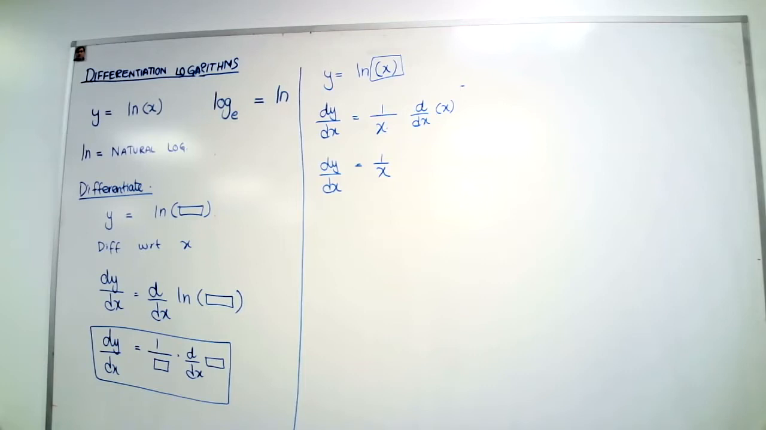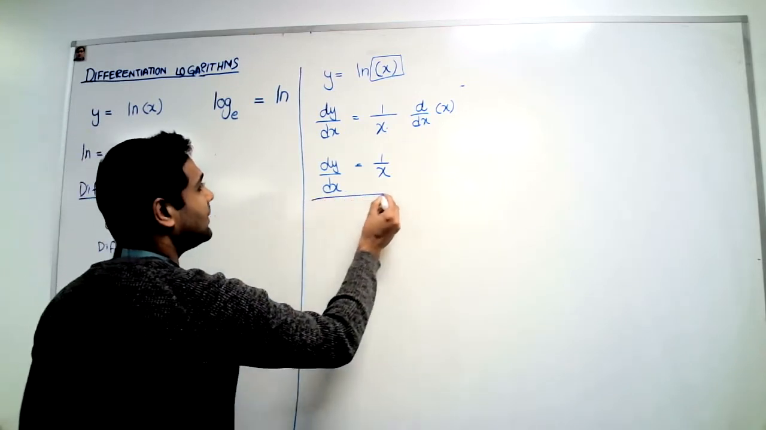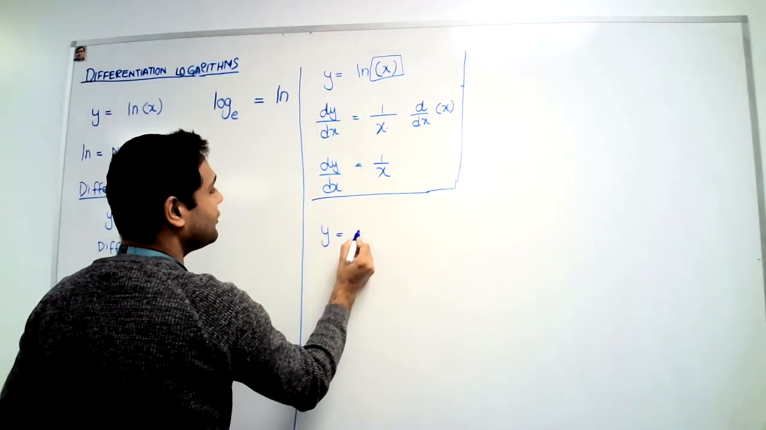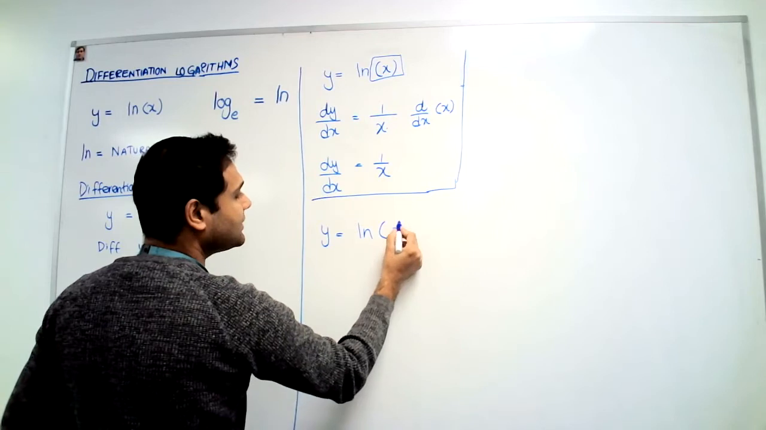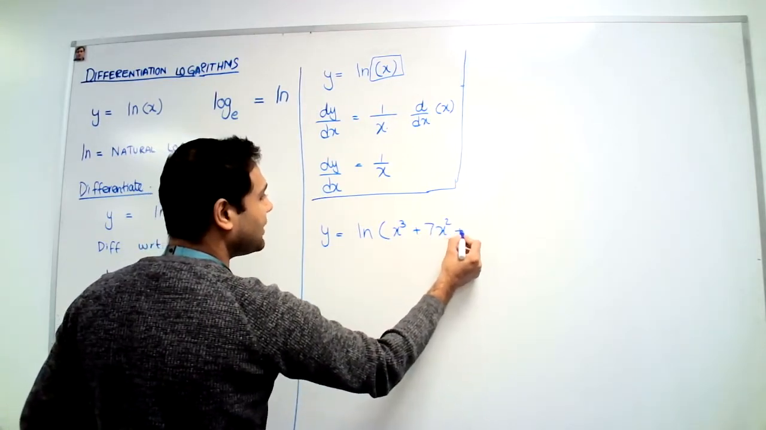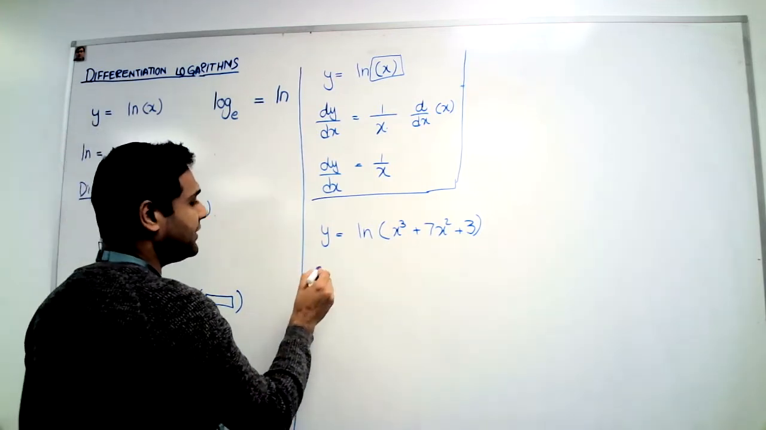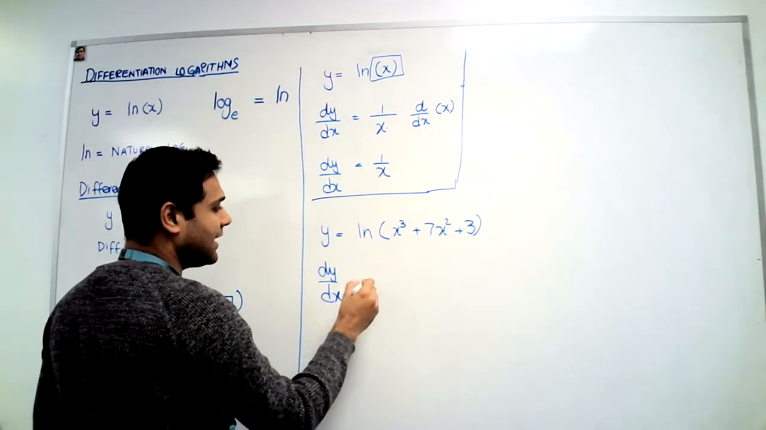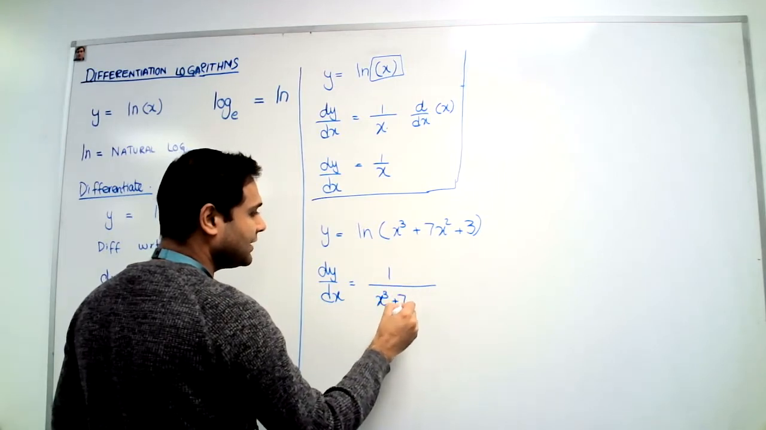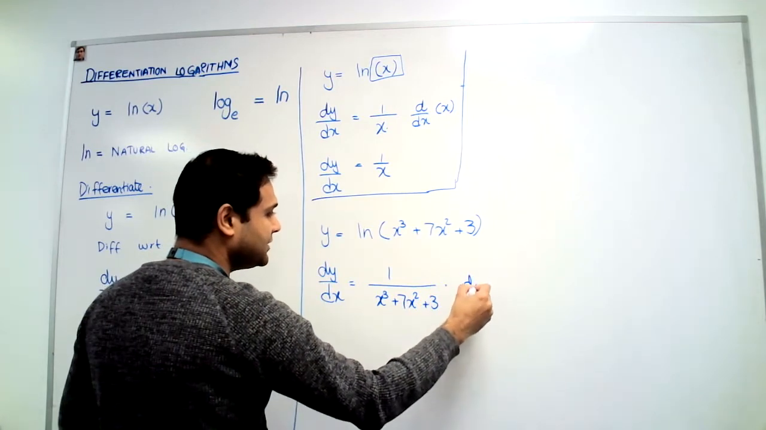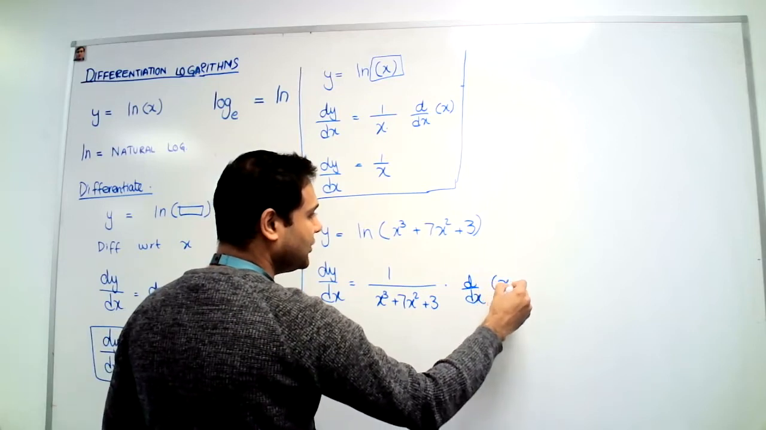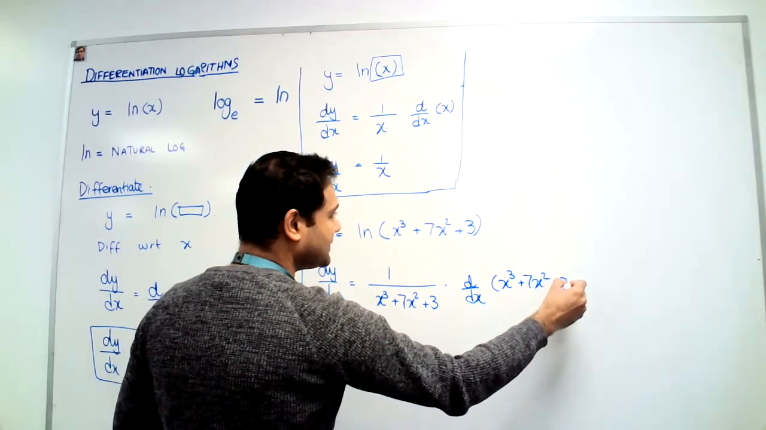Okay, happy with that? Any confusion so far? Now let me do another one. Let's say I got another one. y equals ln of x cubed plus 7x squared plus 3. And I want to differentiate this bit. Now, when I differentiate that one, that will become dy over dx, and that will be 1 over the box, x cubed plus 7x squared plus 3. Then I also need to do d over dx of the x cubed plus 7x squared plus 3.